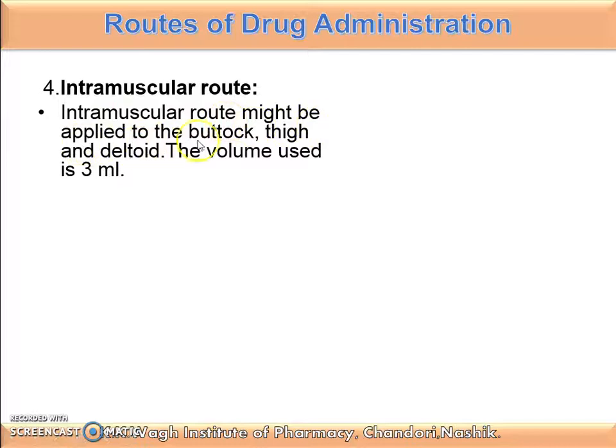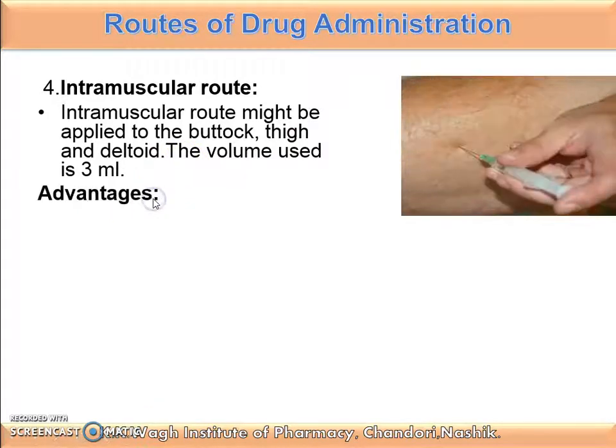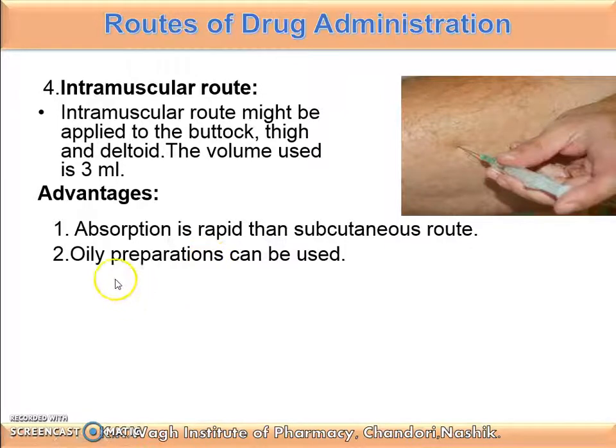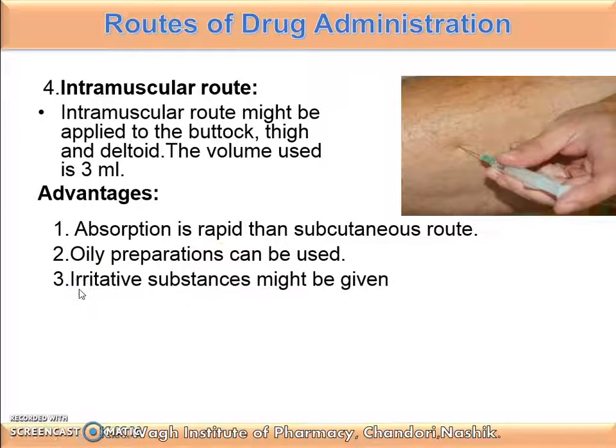Intramuscular route might be applied to the buttocks, thighs and deltoids. The volume used is up to 3 ml. Advantages of this intramuscular route: absorption is more rapid than the subcutaneous route. Oily preparations can also be given; for oily preparations this route is preferred.